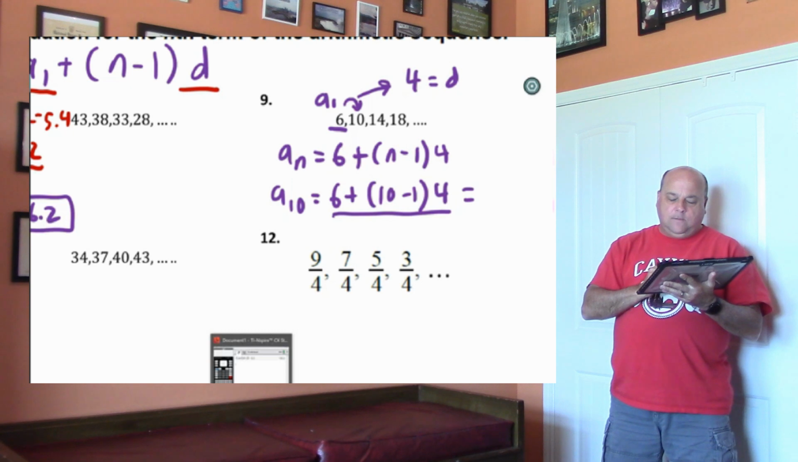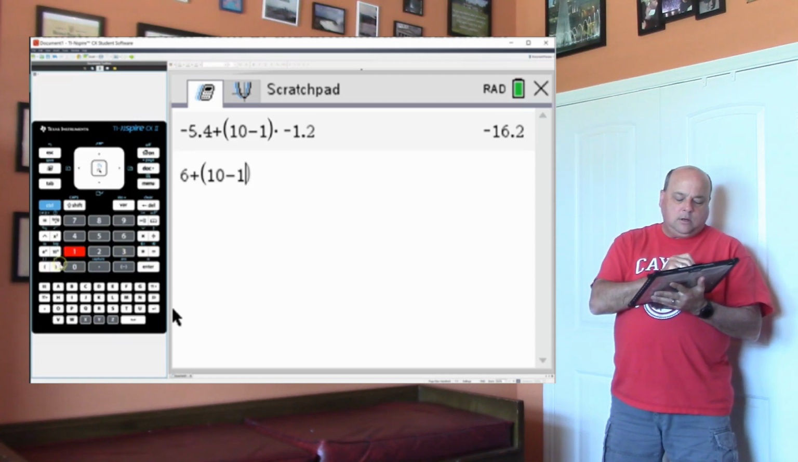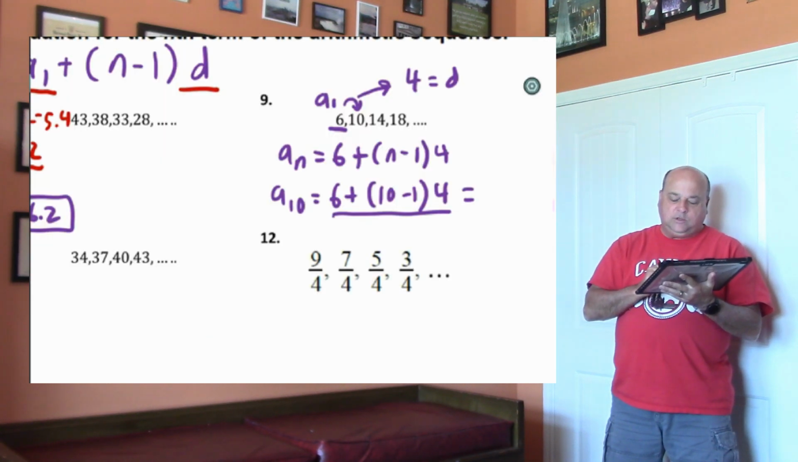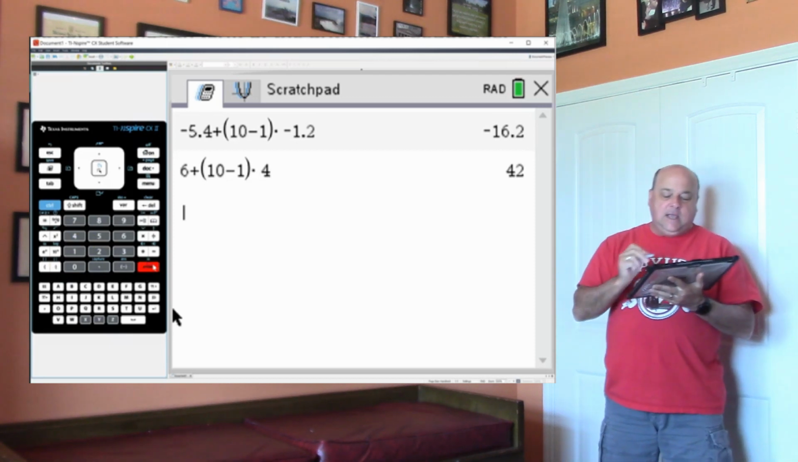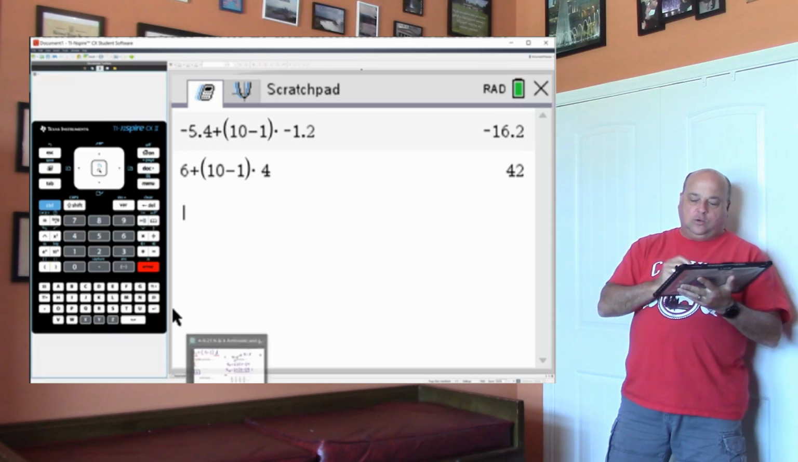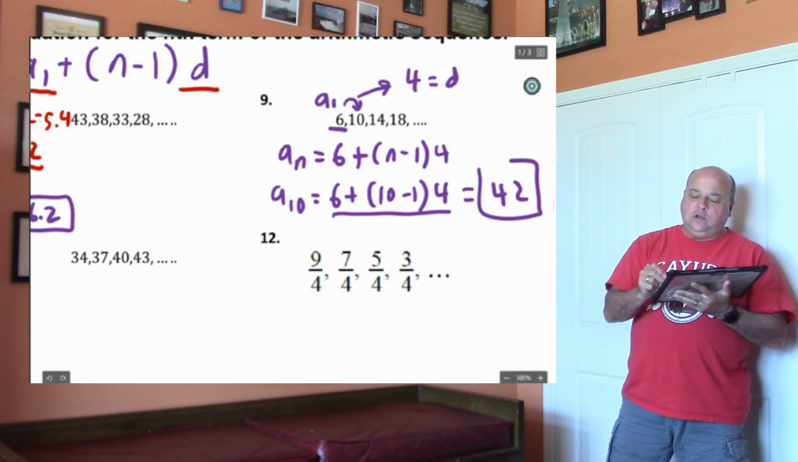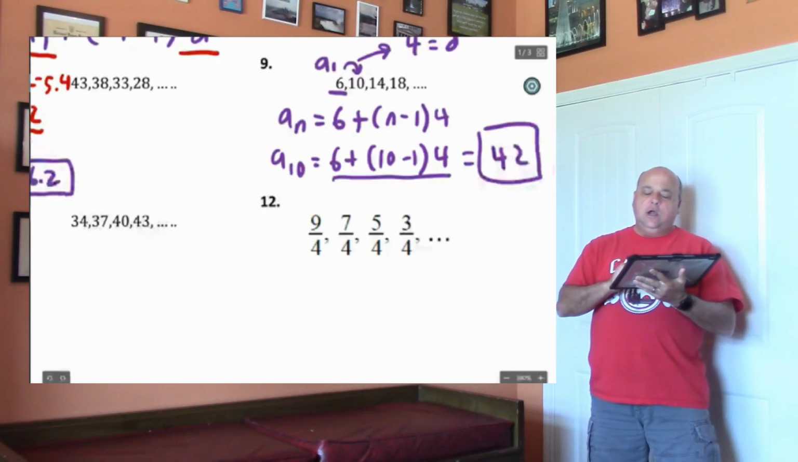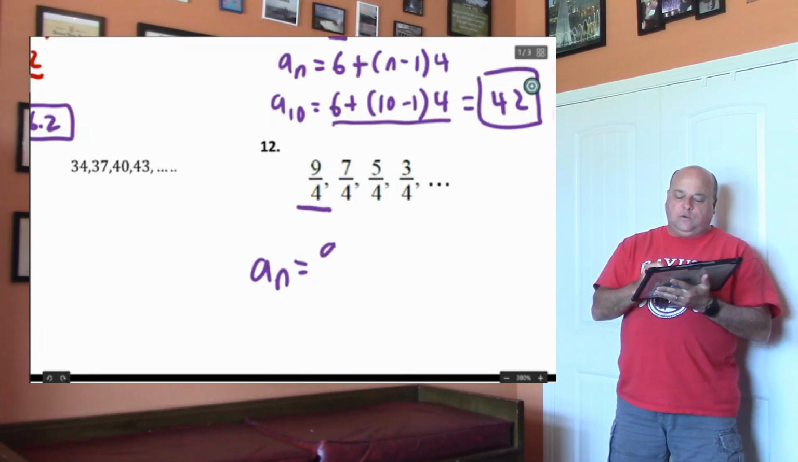So go to your calculator. 6 plus parentheses 10 minus 1, close parentheses, was it 4? It was 4. Notice I don't have to use parentheses around that 4 because it's not negative. Hit enter, boom, I get 42. So my 10th term is going to be 42. That's all you have to do. Piece of cake. Really quickly on this one, this is my first term, so a_n equals 9 over 4 plus n minus 1.